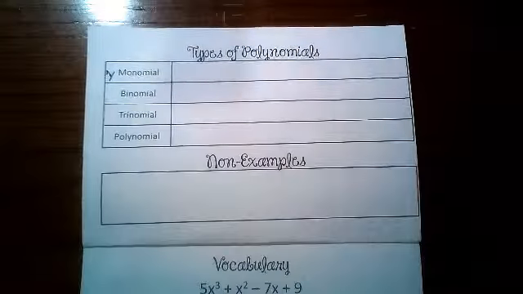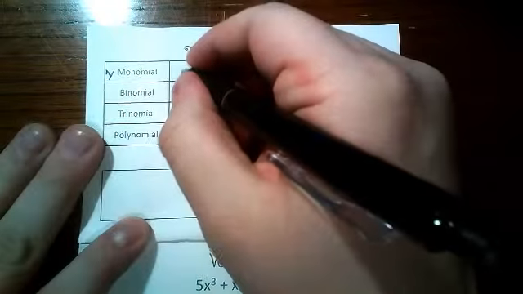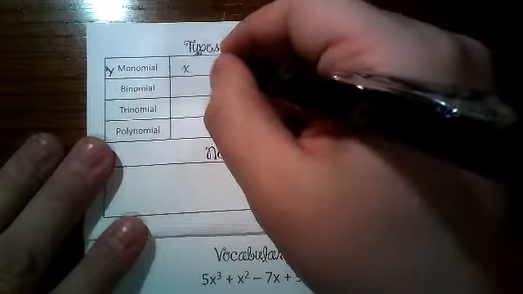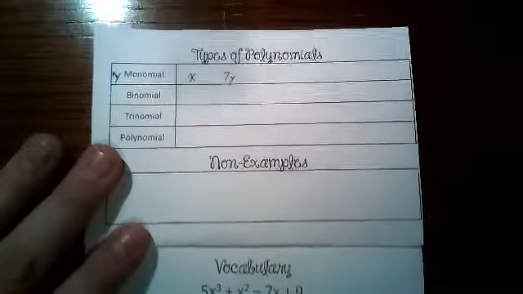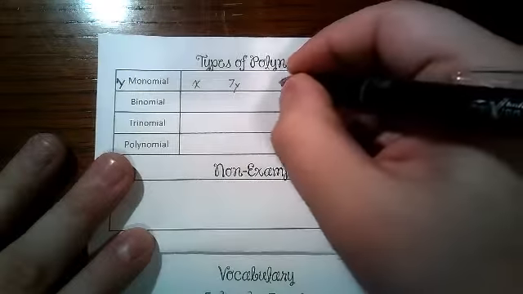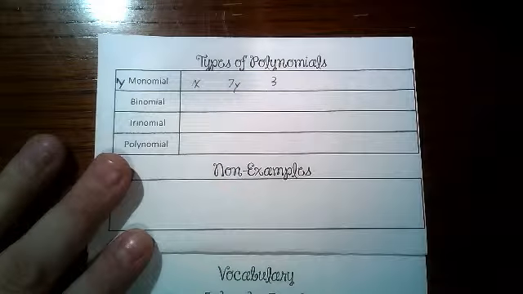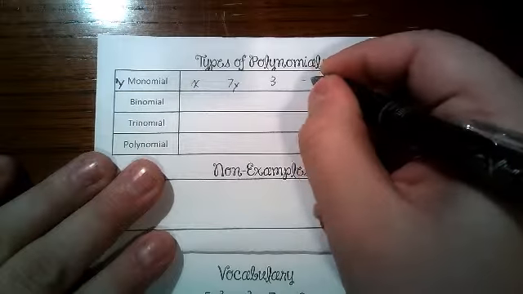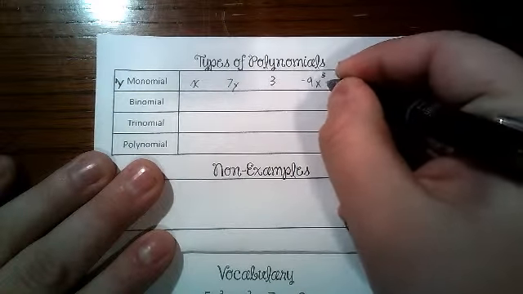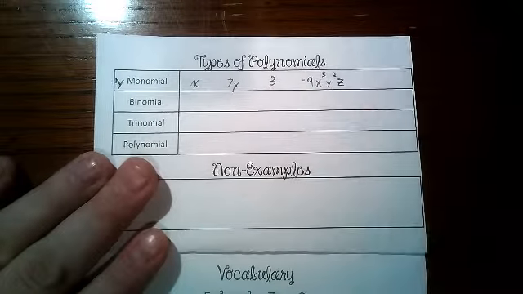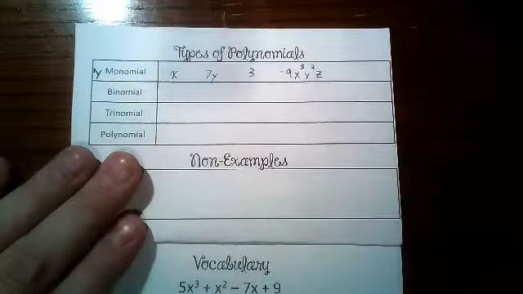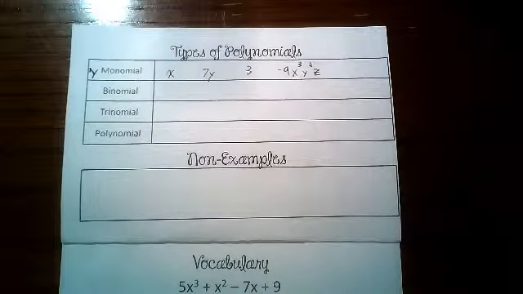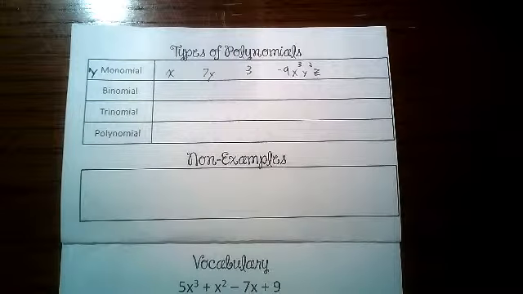Examples of monomials could be x, right? Because it's one term. It could be 7y. That's just one term. You could have just the number 3. That's just one term. You could have something complex like -9x cubed y squared z, and again that's just one term. Terms are separated by addition and subtraction. So this whole term is just together. Those are called monomials, something that's just one term.